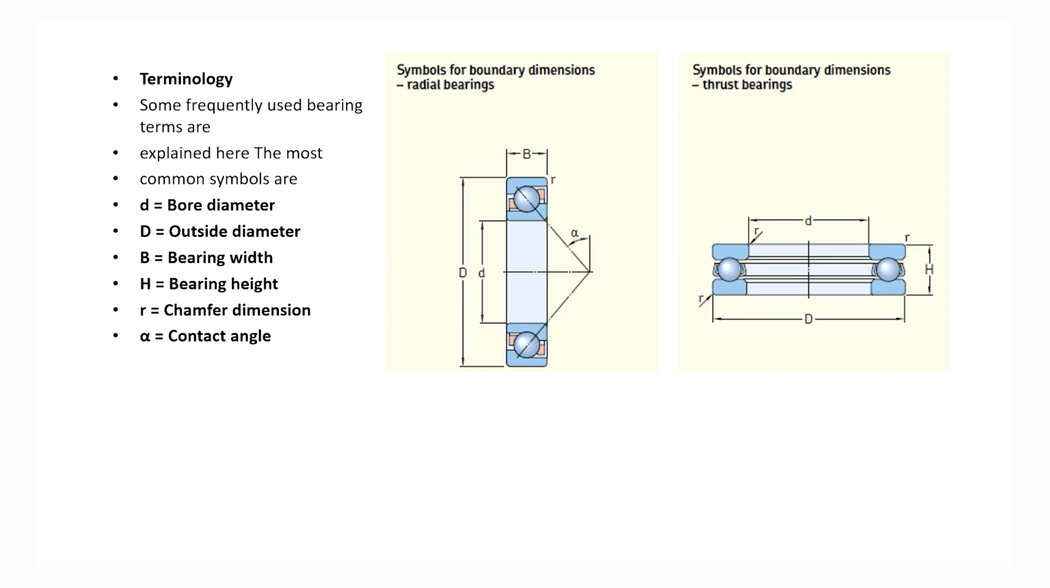This is the terminology which is used in the rolling element bearing. A typical rolling element bearing is shown here. In this, the load can be applied both in the radial direction and in the axial direction due to this type of race.